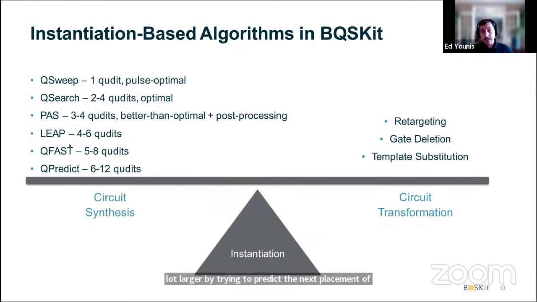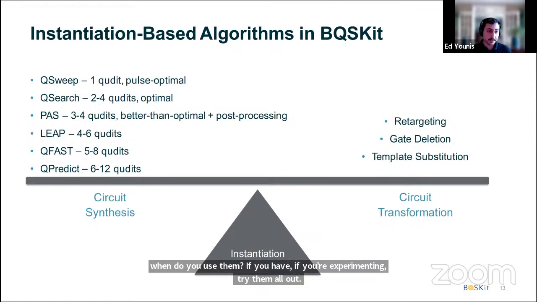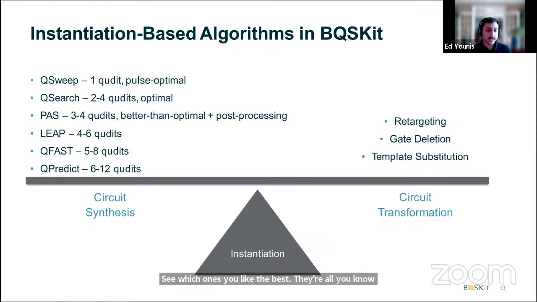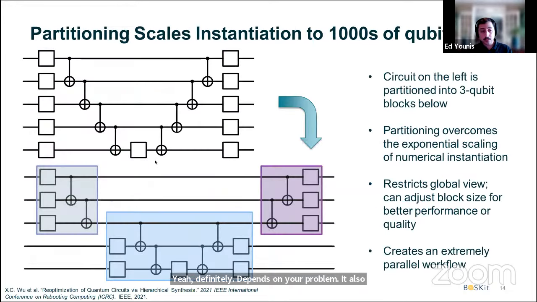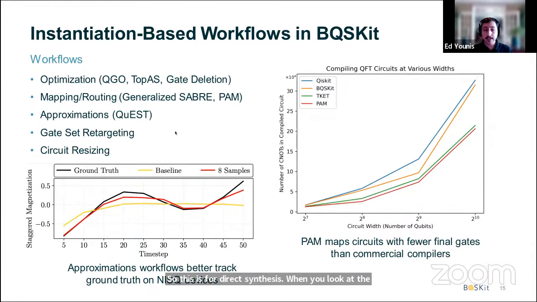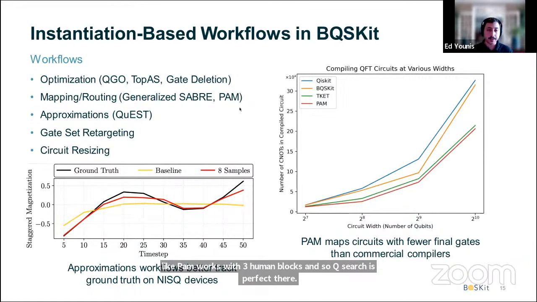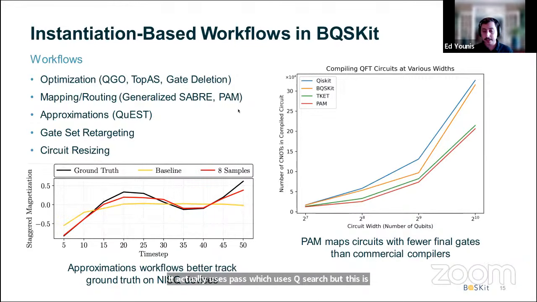If you're experimenting, try them all out, see which ones you like the best. They're all there: import from BQSKit, QSearch, run QSearch; import Leap. The tutorial goes into detail about these things, in one of the tutorial notebooks. But I think it depends on your problem. It also depends on the workflow. This is for direct synthesis. When you look at the workflows, some of them don't need to scale very large, like PAM, which works with 3-qubit blocks. And so QSearch is perfect there. It actually uses PASS, which uses QSearch, but this is very workflow and algorithmic dependent. Try them out. Typically, it goes with the block size.